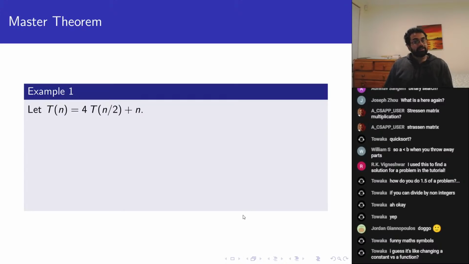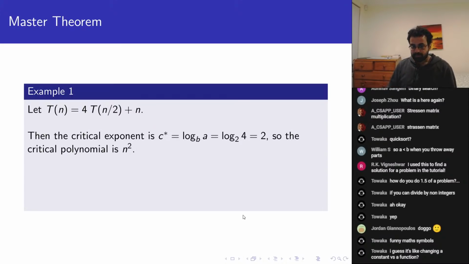Here we have the recurrence T(n) equals 4 T(n/2) plus n. We always start by picking out the a, the b, and the f(n). So a is 4, b is 2, which means that we can work out our critical exponent. The critical exponent is log base b of a, so log base 2 of 4, which is 2. So the critical exponent c* is 2. Remember, that's important for classifying which of the 3, or indeed 4, cases this falls into. We also care about the critical polynomial n to the c*, which is n squared.